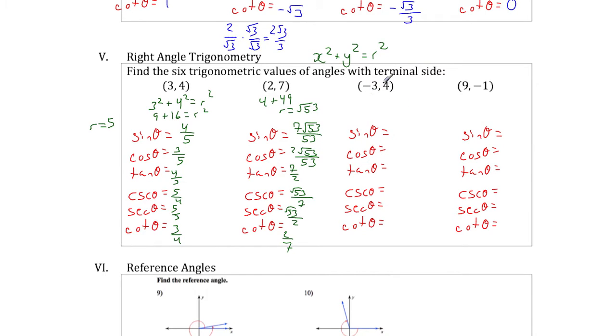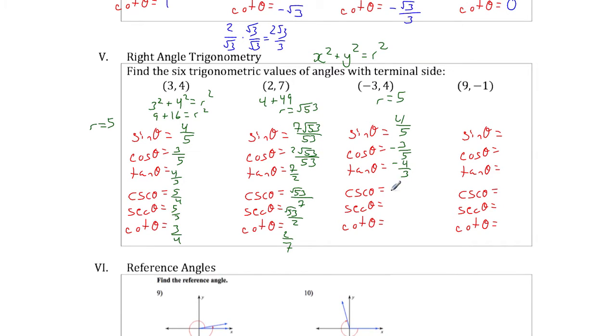Here, same value actually as number 1 there. R is going to be 5, because when we square negative 3, it's still positive 9. So the sine is going to be 4/5 again. The cosine this time is a negative 3/5. Tangent is a negative 4/3.